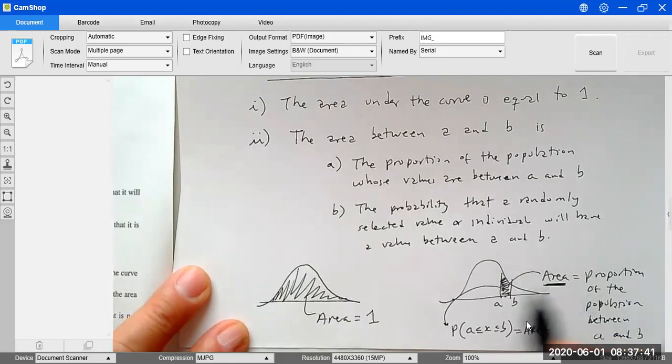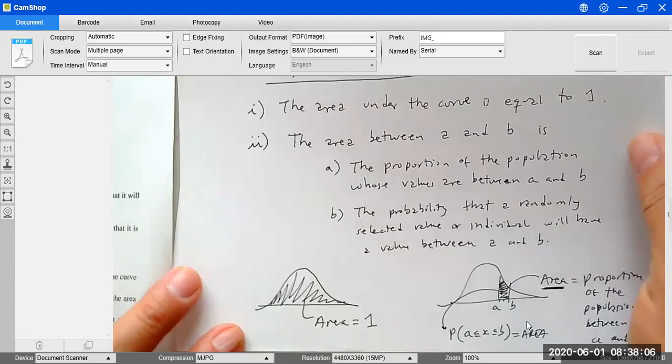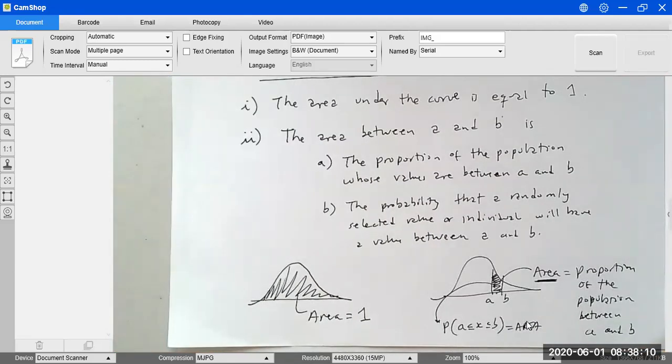So this area is just a proportion. If this area is just 0.3, you can say that 0.3 of the population is between A and B, and the rest is outside of that interval. Or, what is the probability that X is going to be between A and B? Just measure the area. So we're going to solve a problem where we apply these principles related to probability density curves, and then we're going to move on to our normal distribution, which is the most important one that we're going to learn in this semester.